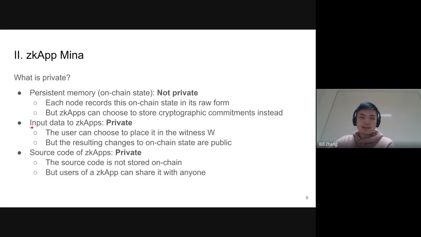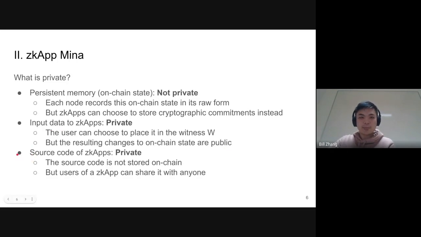The second class of data is input data to your ZK apps. Think about this as the arguments that you pass into your functions. This part is private. The reason it is private is because you as a user can choose to place it into the private witness part of your proof. And when it is inside the private witness, it's protected by the zero-knowledge nature of the snarks. As a result, it's not going to be revealed to anybody on-chain what exact inputs you sent to the ZK app. However, do keep in mind that the resulting changes to on-chain state are going to be public, so it could still give away something about the fact that you even interacted with the ZK app. That could be information that you can't protect other people from seeing, but at least you can protect the nature of that input data.